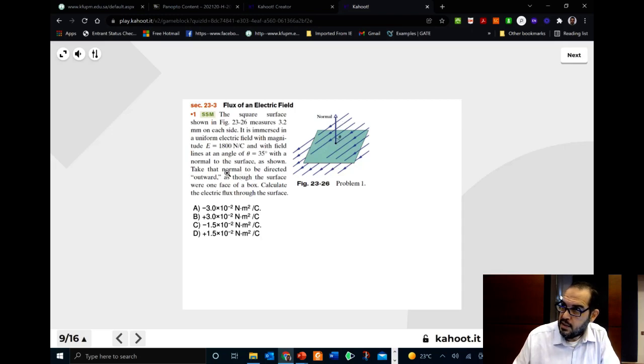Now, take the normal to be directed outward, as through the surface on the face of a box. Calculate the electric flux through the surface. So we want to determine what is the electric flux. One minute for this one. This is easy. So calculate the flux. You are given the electric field, the angle theta is 35 degrees, and the side of the square is 3.2 millimeters.